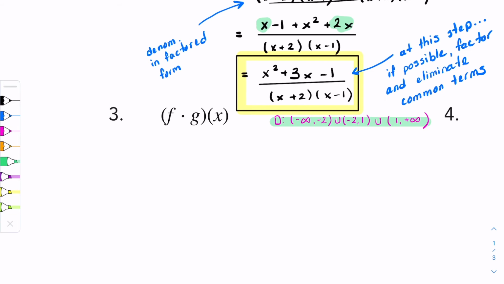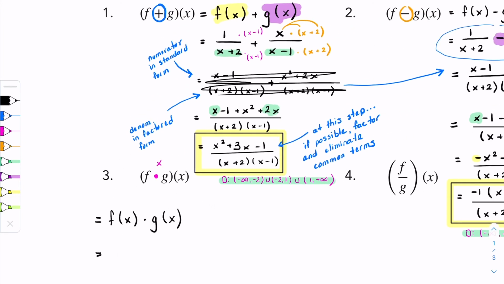Up next is multiplication. When we multiply two functions together, this is the same thing as saying f of x times g of x. f of x is 1 over x plus 2. g of x is x over x minus 1.